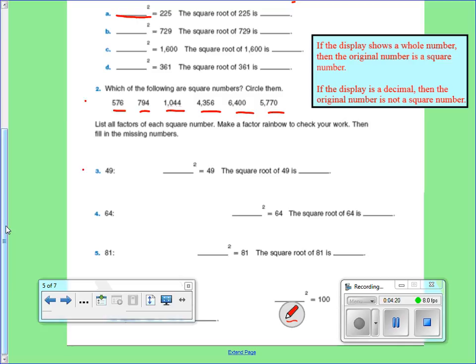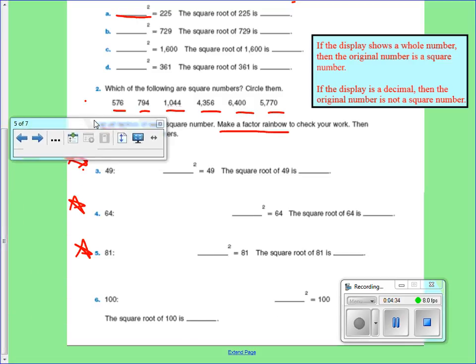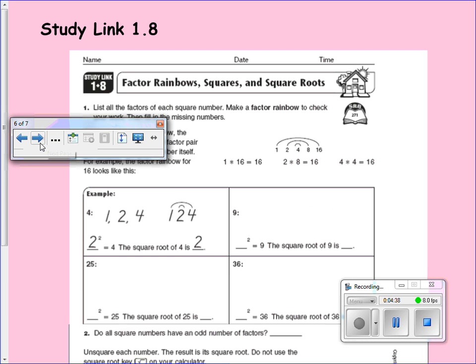Problem 3 here, they want you to list all the factors. Go ahead and make a factor rainbow. And then by making the factor rainbow, I don't want you using a calculator on any of these, okay, when solving for that. I'm going to make some space here. You can do the bottom page as well, or the bottom problems as well.